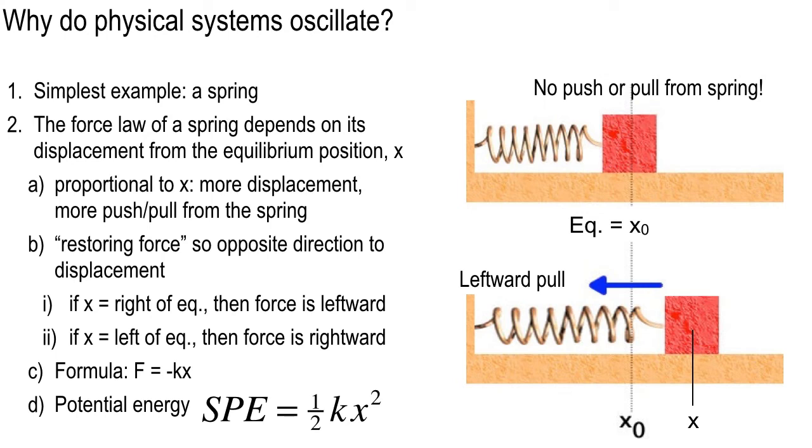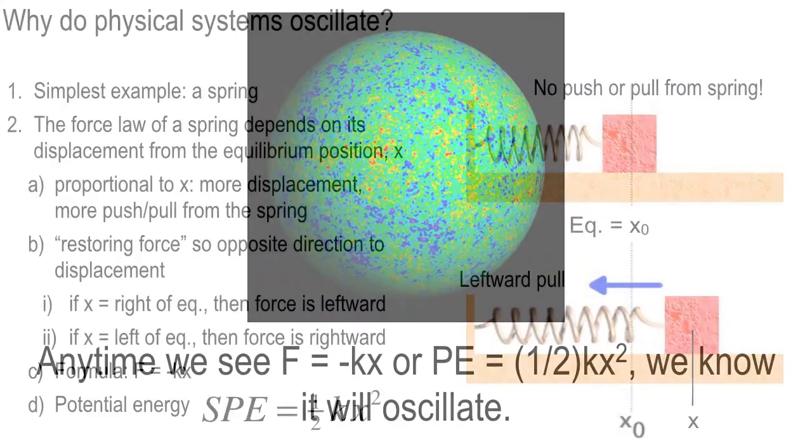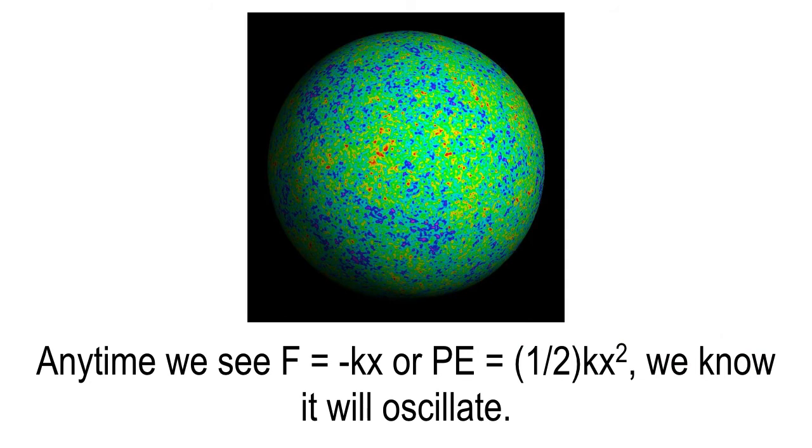The other sign, or the equivalent sign of an oscillating system, is potential energy that has the form 1/2 k times the square of something. If you have that, then you're going to oscillate across x or y or z or r or any other dimension that shows up in the position of x in this formula. So SPE equals 1/2 kx squared. So those are the signs. If we see those, however they may show up, we know that we're going to get an oscillating system.